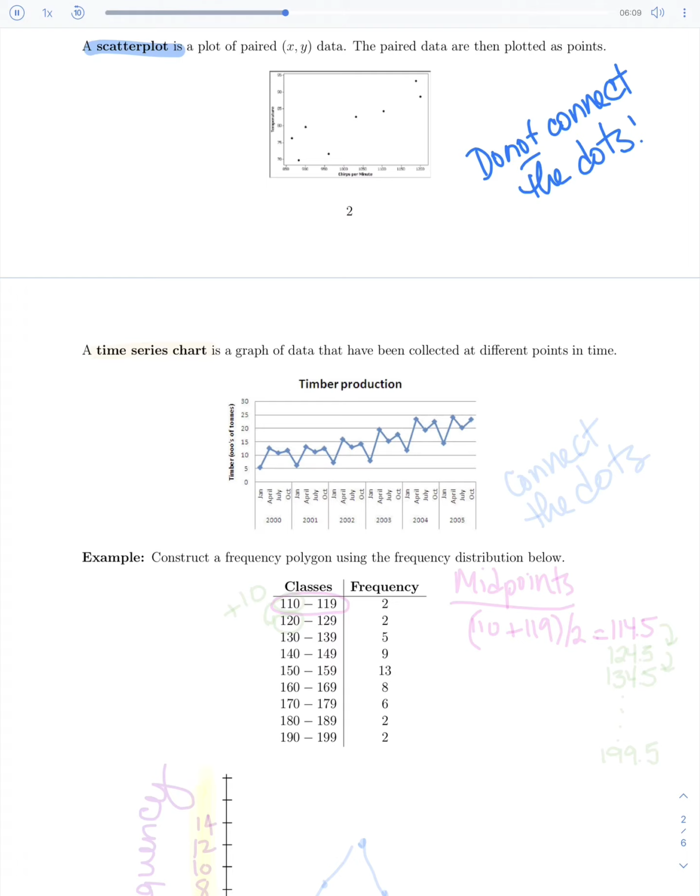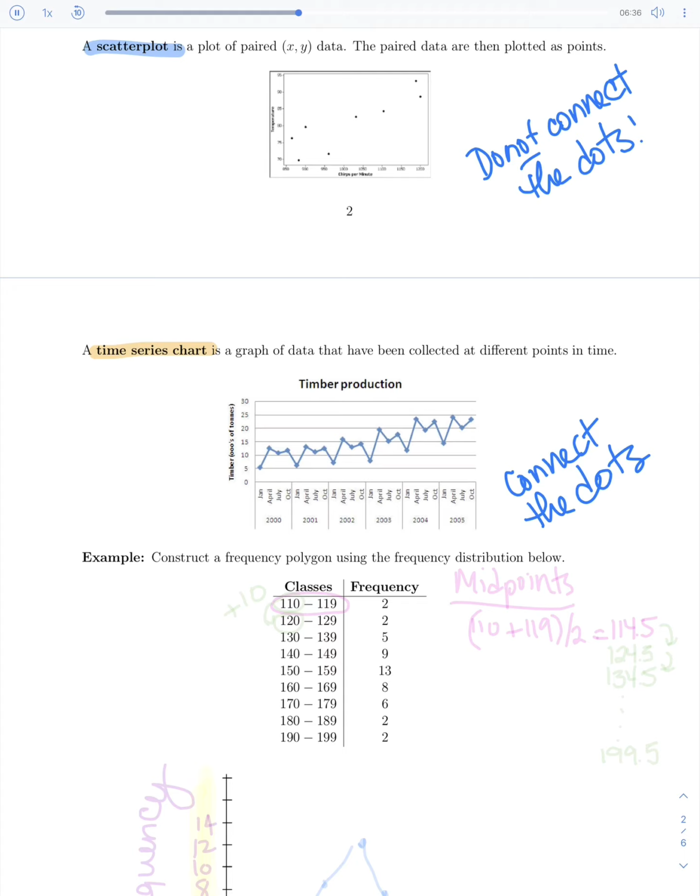The other thing you might see is what's called a time series chart. A time series chart is just looking at a graph of information over time. Notice that the time series chart is similar to a polygon. We do play connect the dots, but you don't bring them back down to 0 at the end like the polygon. So we do just connect the dots, but nothing beyond that.